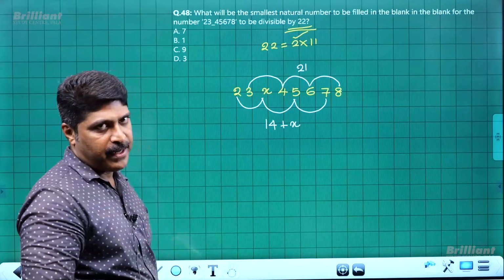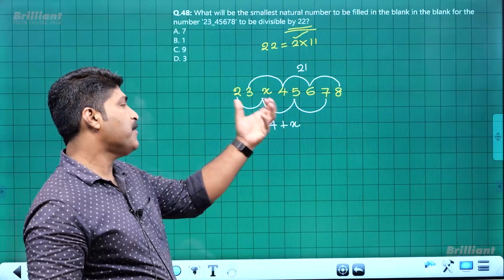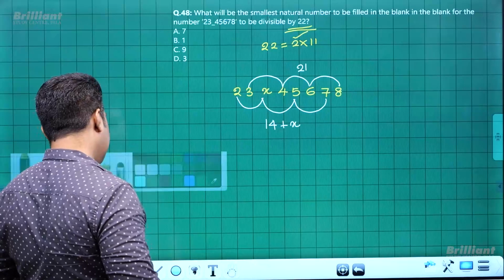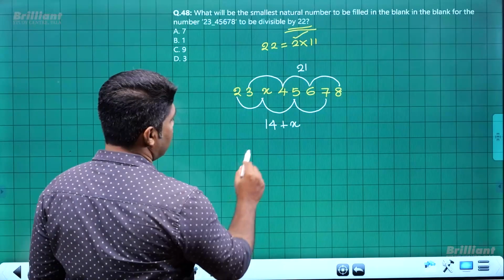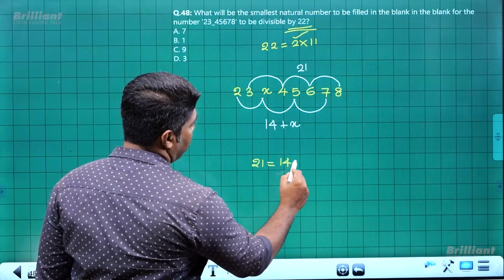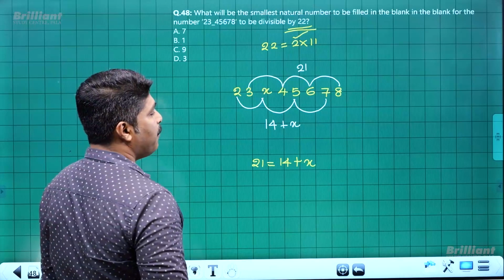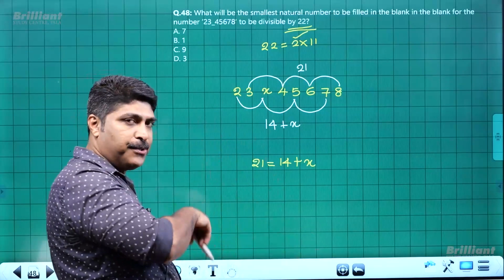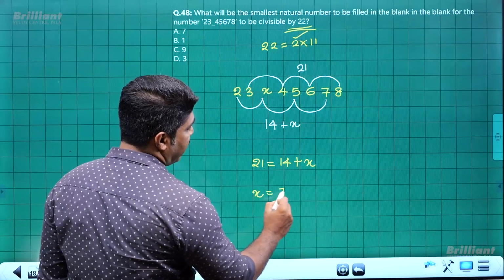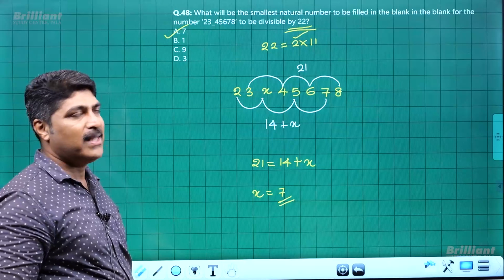So what is the requirement? Either these two sums are equal or the difference between these two sums should be a multiple of 11. In this case, we can directly take that these two sums are equal. That's the only possibility here. If the given number is a multiple of 11, these two sums should be equal. That means 21 is equal to 14 plus x. That's one possibility. Therefore, what is the value of x? We can directly write that x is equal to 7. Got it? So that's a simple logic.